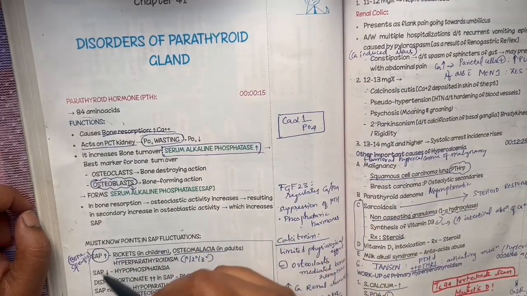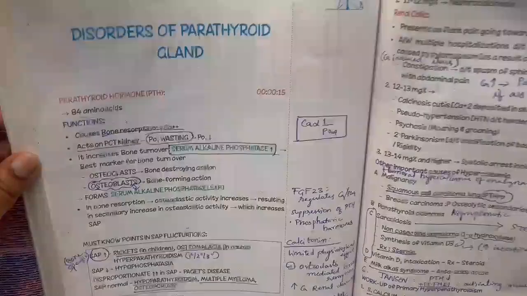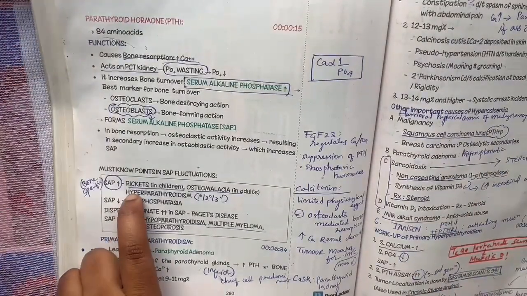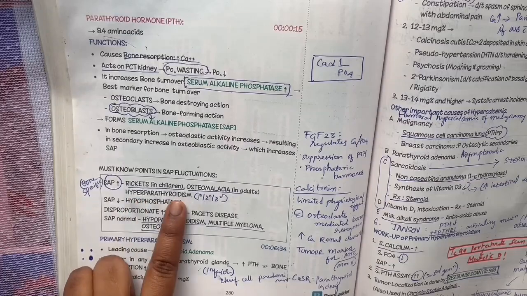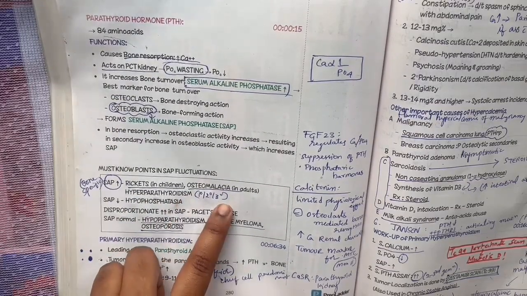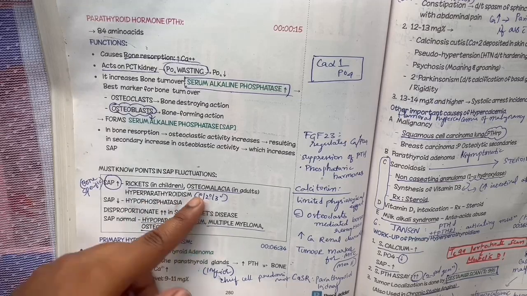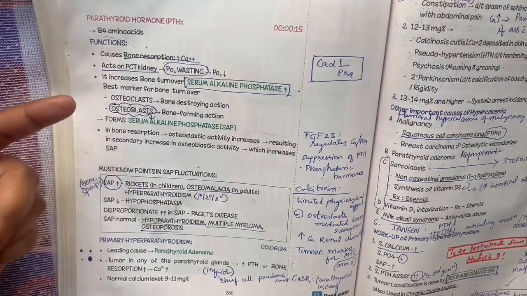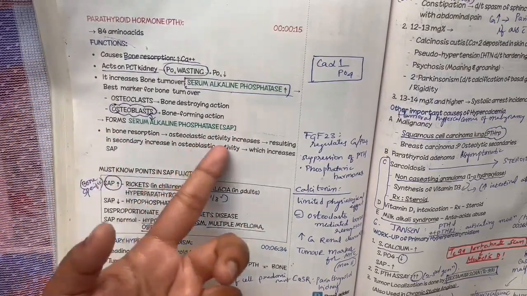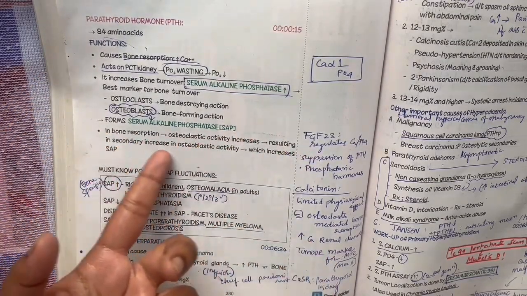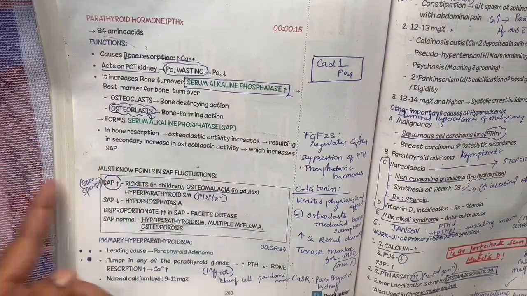So what are the must-know points in serum alkaline phosphatase fluctuations? Serum alkaline phosphatase increases in the case of rickets in children and osteomalacia in adults, and hyperparathyroidism: primary, secondary and tertiary. Because hyperparathyroidism is nothing but increased PTH. So increased PTH means the same thing: increased bone resorption, a secondary increase in osteoblastic activity, and increased SAP. So the same thing here.